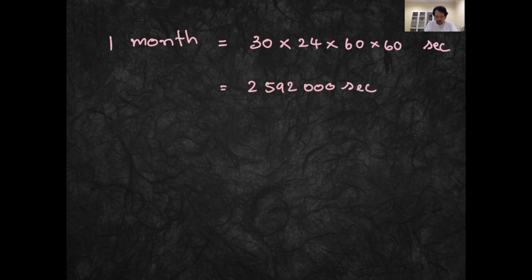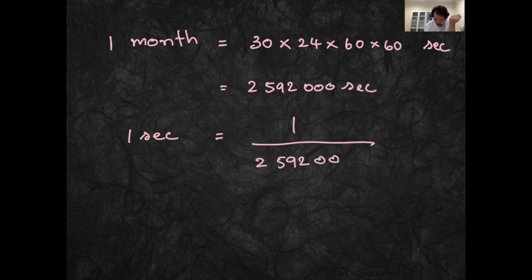Okay. This is the amount of seconds in 1 month, and you can say that 1 second is equal to 1 over 2,592,000 months. Okay, so from this we can use this to convert the unit.